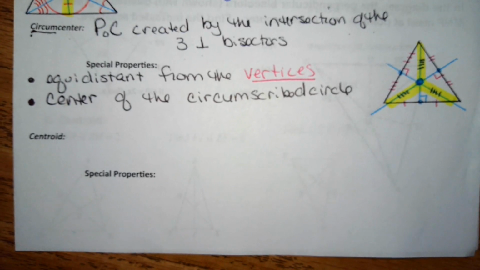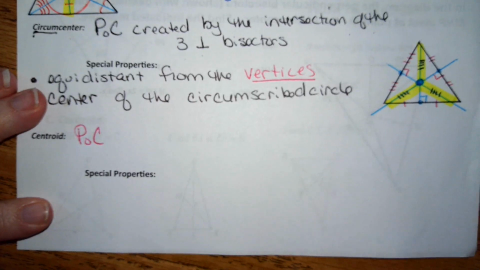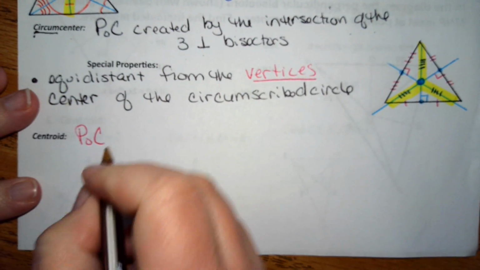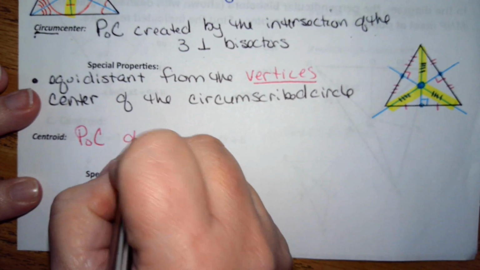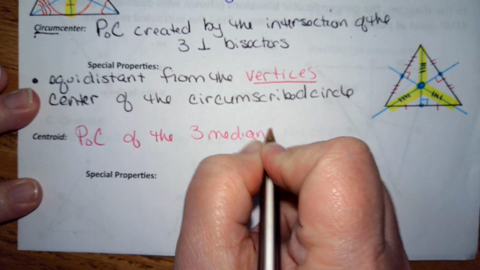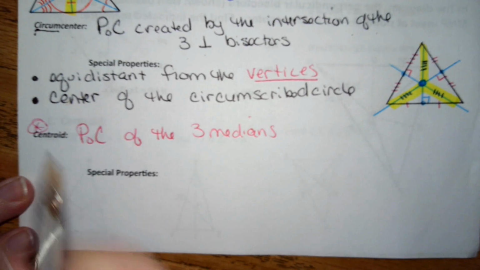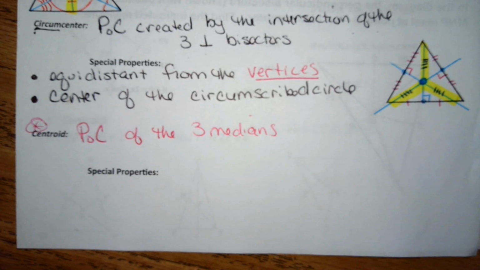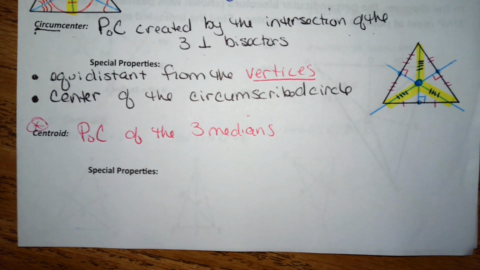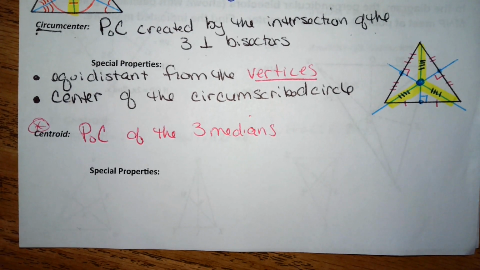Our last point of concurrency is the centroid. So the centroid is the point of concurrency of the three medians. Now, like I said, this is the important one. This is the one that I have seen on most of the release tests for the state. So I see this one on most of the online programs. So the medians.